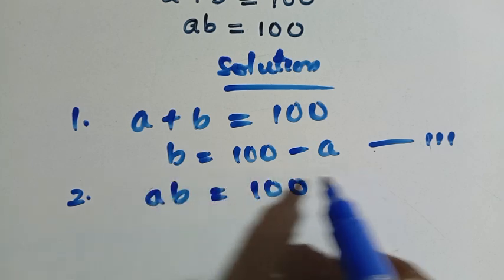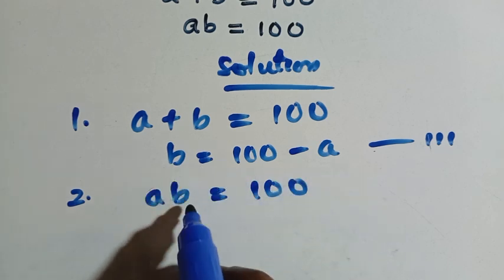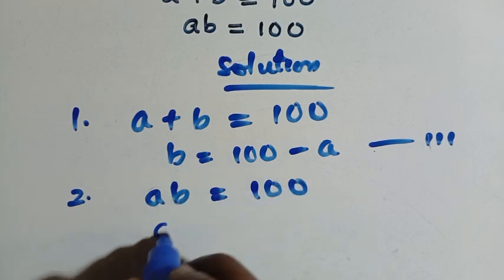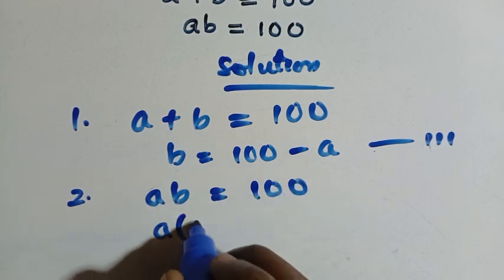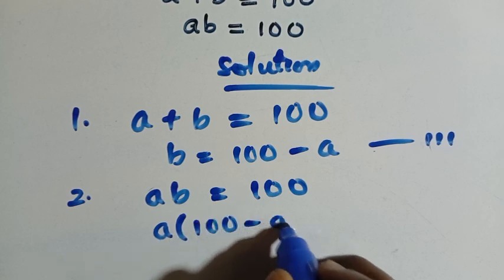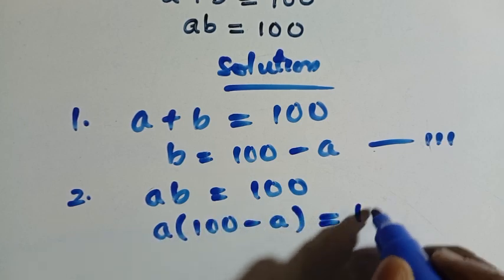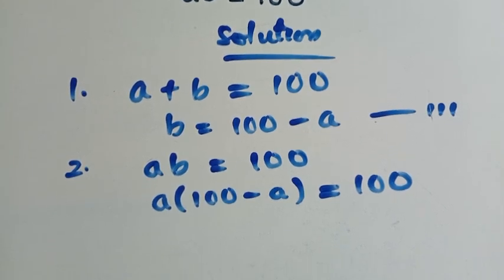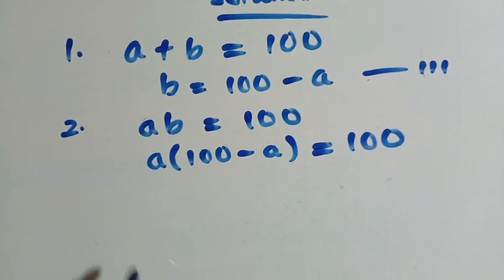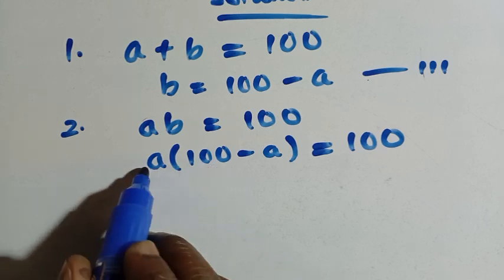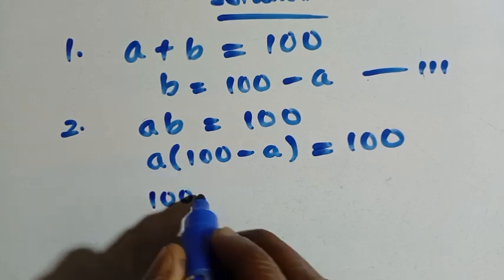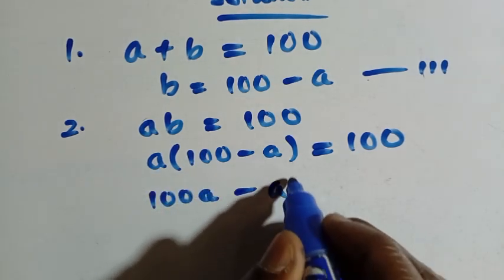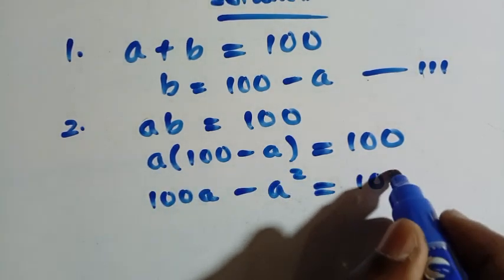So from this equation 3, we have to replace b, which is 1 - a, into this. And here we have a(1 - a) = 1. So let's try to open this parenthesis from here. When we multiply this one by a, we have 1a. So minus a multiplied by a, we have a squared, equals 1.